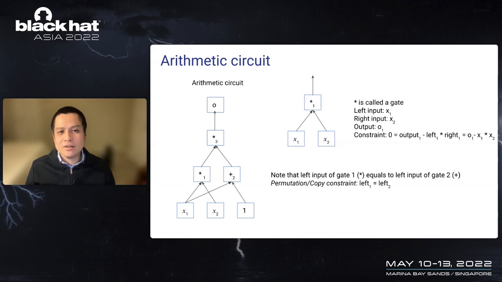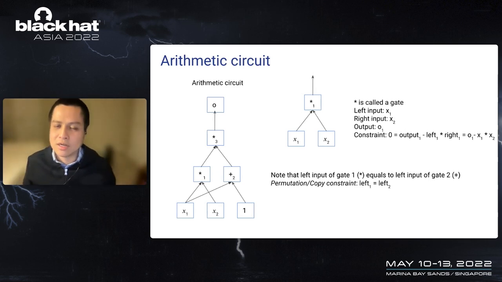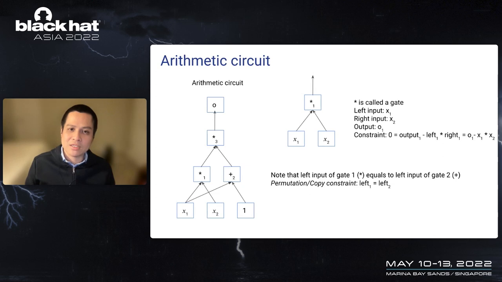So basically, the circuit, in our case, has only two kinds of gates, multiplication and addition. Multiplication and addition are enough to be Turing complete. It means that you can do all kinds of operations just using addition and multiplications. So the multiplication is called a gate.